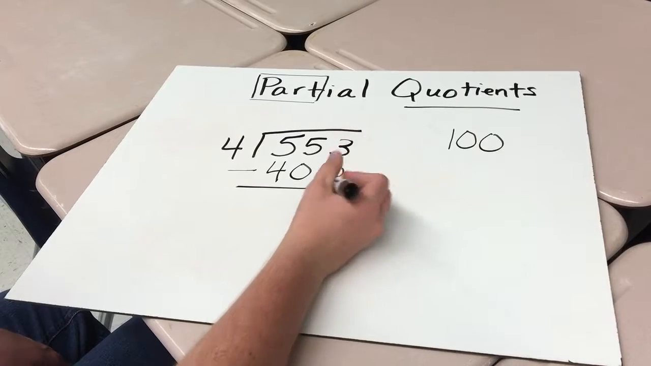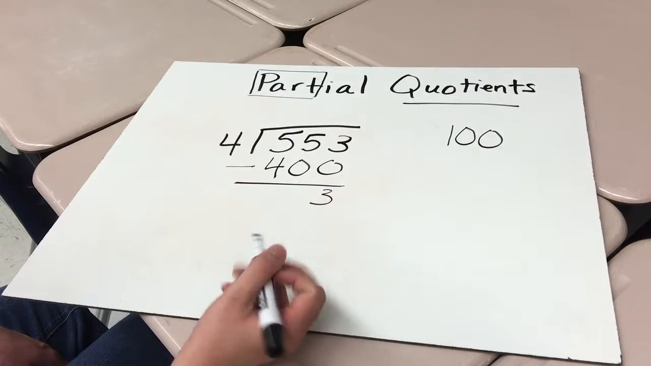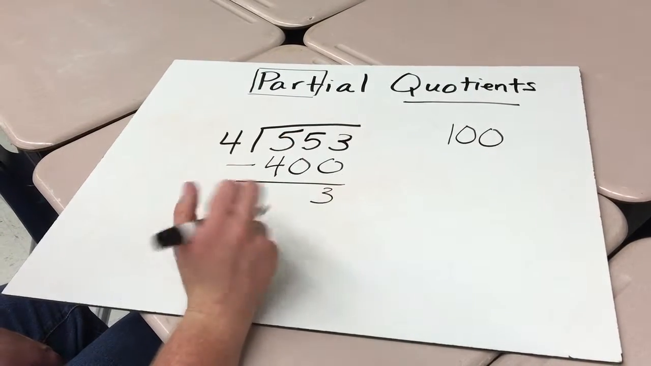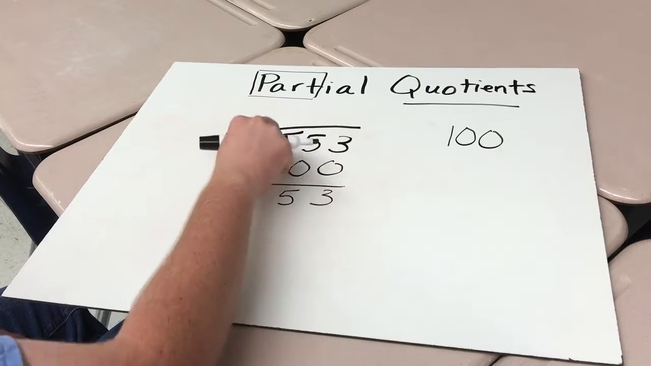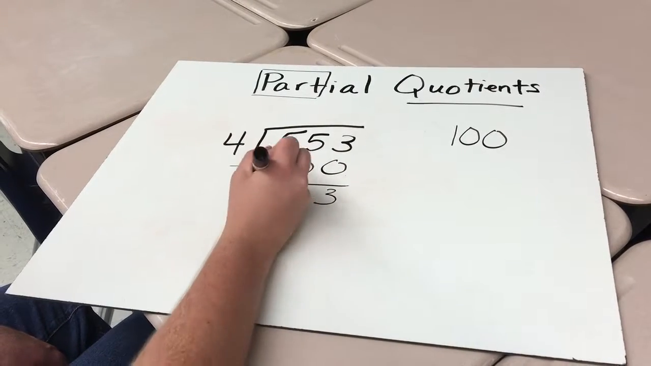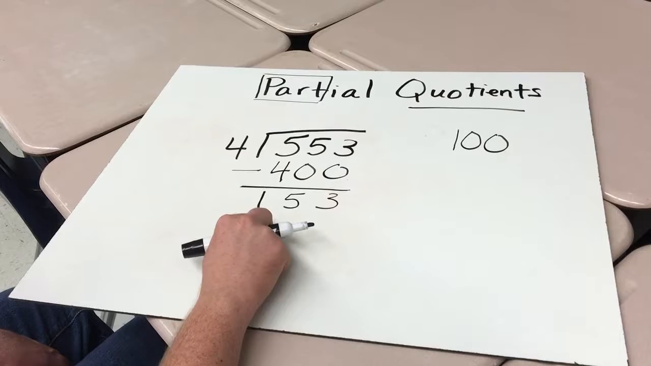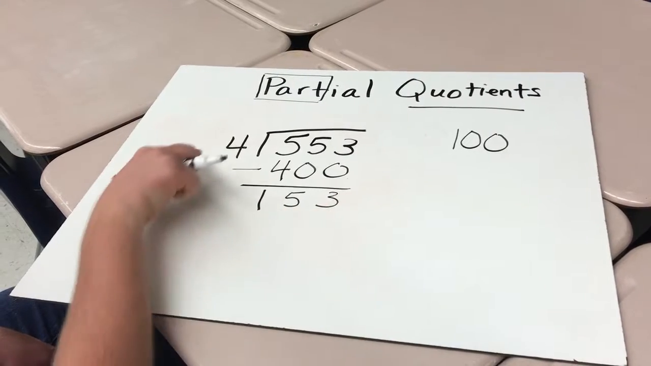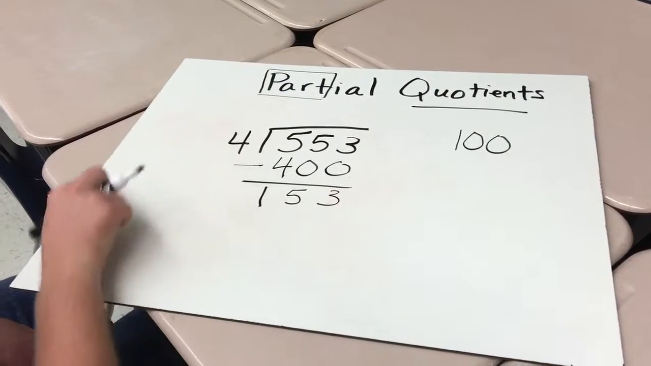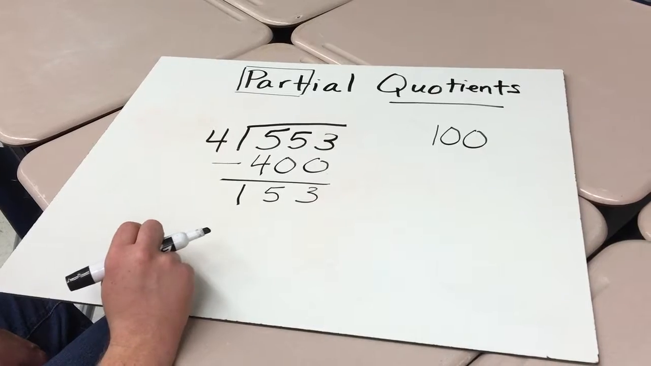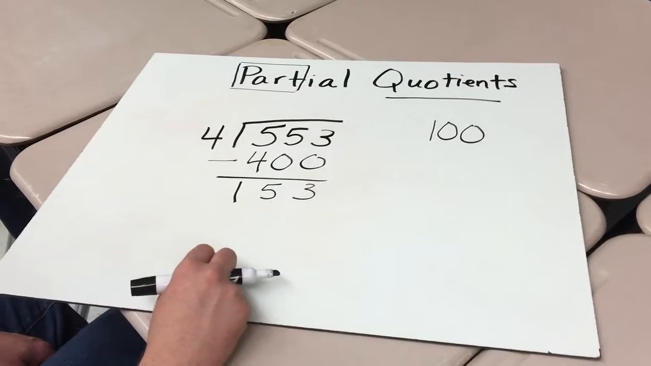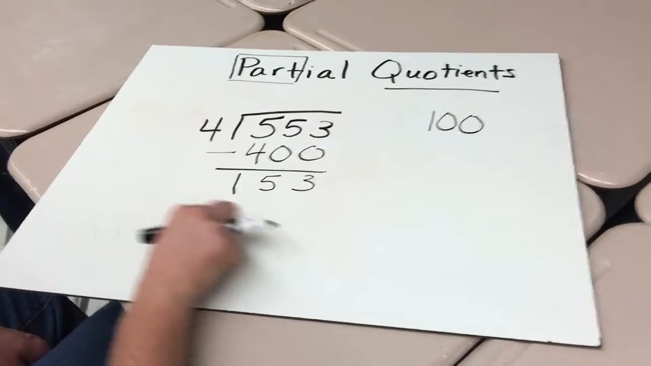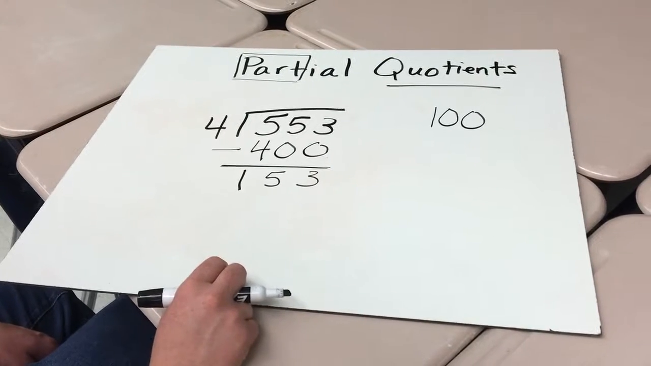So 3 minus 0 in the ones place is 3. 5 minus 0 in the tens place is 5. 5 minus 4 in the hundreds place is 1. So now I have 153. So now I have to ask myself, 4 times what can give me 153? Or another way to think of that is, how many groups of 4 can I still get out of 153?